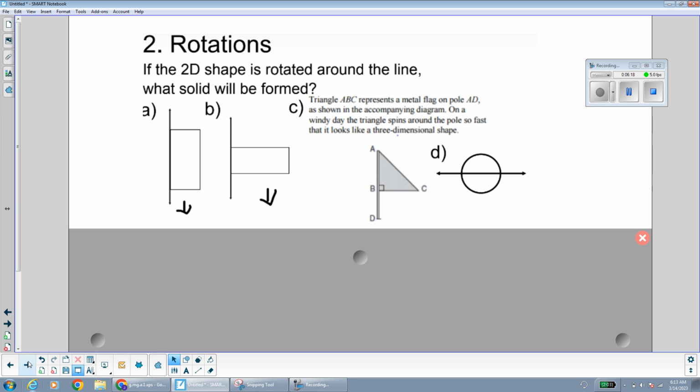The second way, besides having parallel bases, that we can go from a two-dimensional shape to a three-dimensional shape is through a rotation. So we're going to imagine that we're taking the rectangle here and that we're rotating it really, really, really fast around this line, so fast that we get a three-dimensional solid.